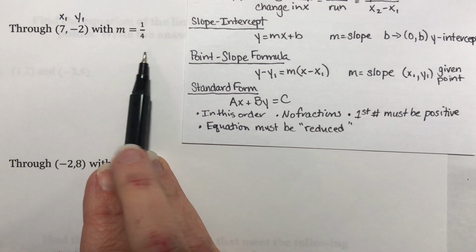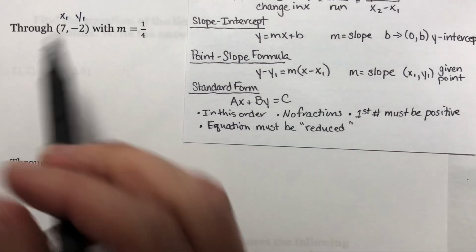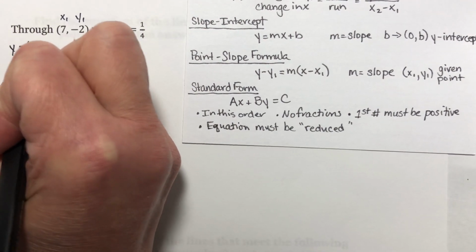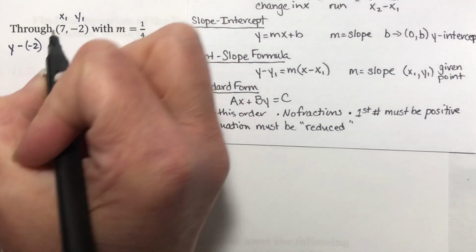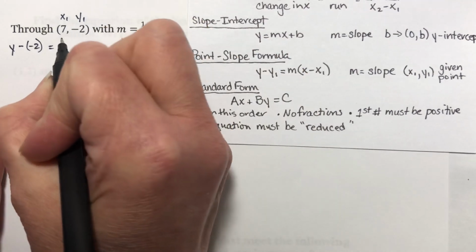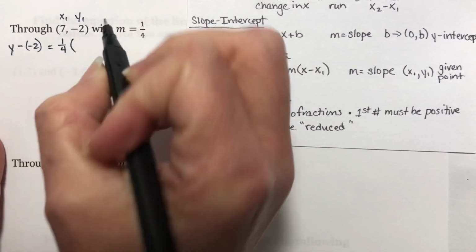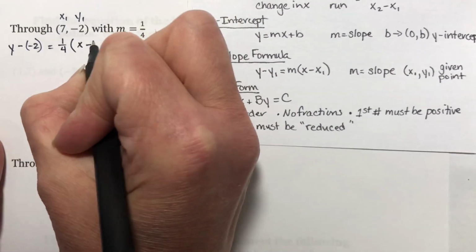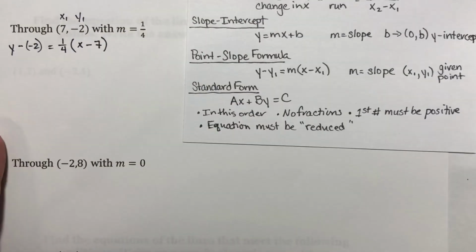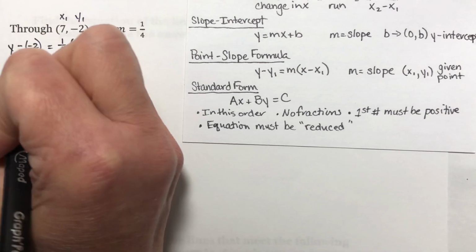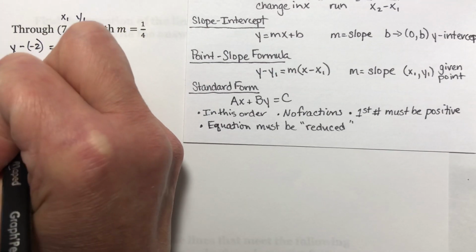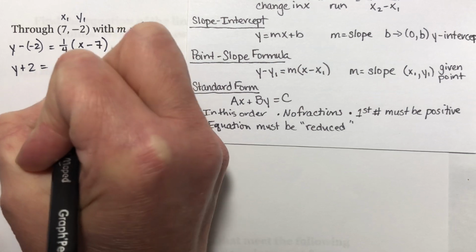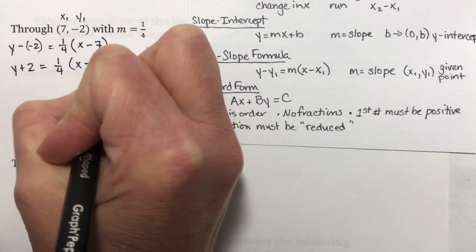Okay, so I'm going to use the point slope formula. Y minus y1, so minus a -2, is equal to the slope, which is 1/4, times x minus x1, which is 7. Okay, so simplifying this double negative here: y plus 2 is equal to 1/4 times x minus 7.